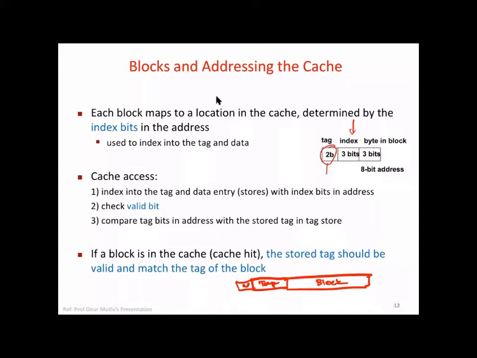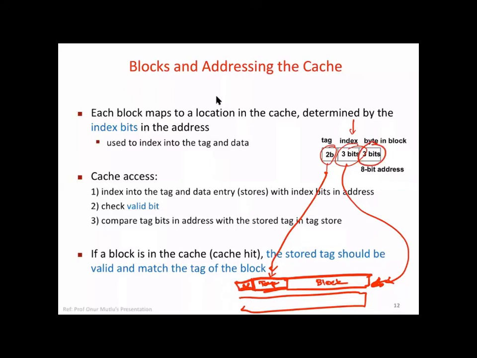So first it looks at the index bits and goes to the right entry, because there are many such blocks. Then it checks the tag bits with the tag that's available, and if it matches, it also looks at the valid bit. If the valid bit is also set, then it can read the appropriate byte from the block. This is the flow.